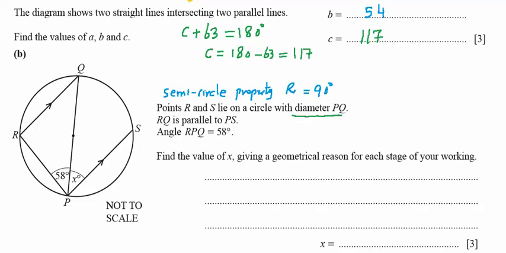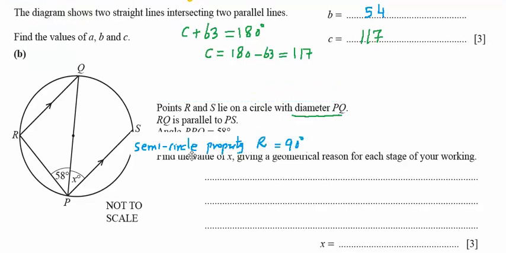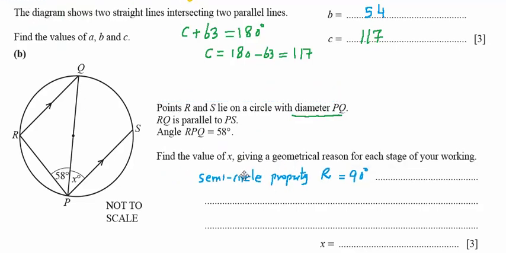So basically we should write it here in the space provided. So R is equal to 90, and this is the reason: semicircle property. So it means this is 90. This square symbol is also the symbol for 90 degrees, or you can write 90 here. Okay, now this is a right angle triangle and we know that this is 58.